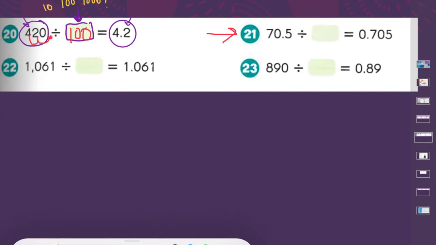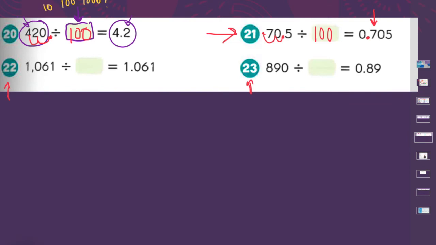Okay, so our dividend has the decimal point between the 0 and the 5, and in our quotient, the decimal point has moved to before the 0. So let's look at the movement of that decimal point from the dividend. It moved 2 place values to the left, which means I'm dividing by 100. Go ahead and look at number 22 and study number 23. Pause the video and see if you can figure out dividing by 10, 100, or 1,000.